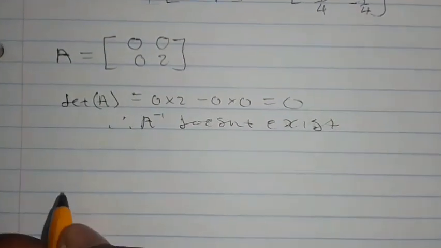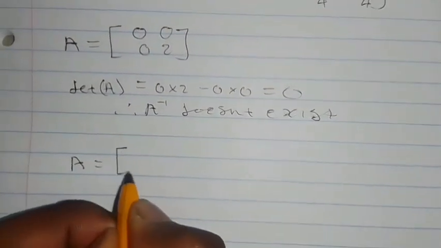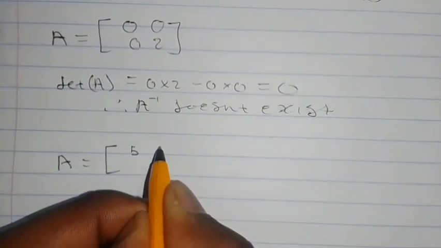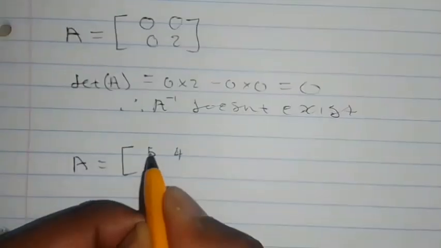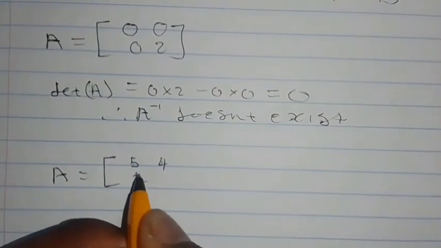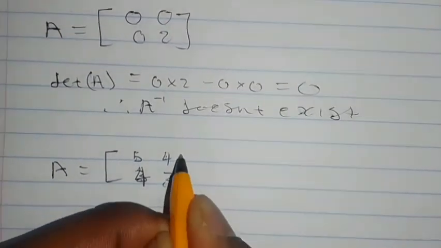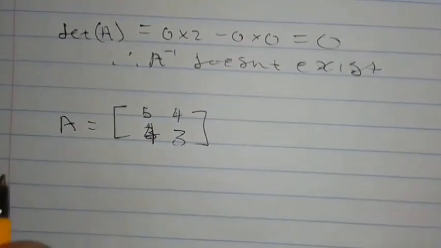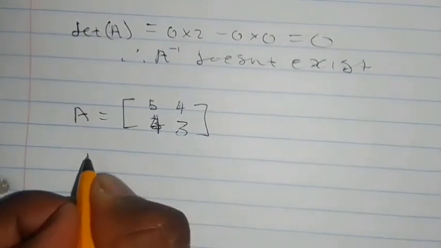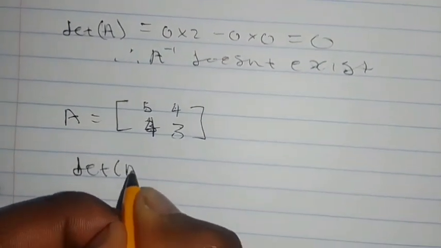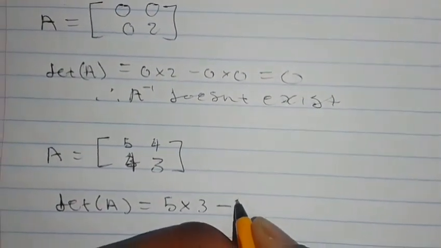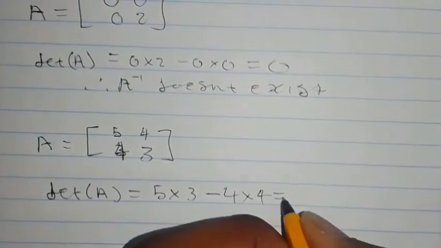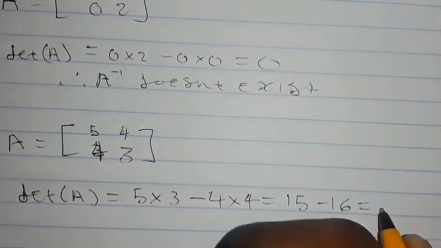So now, try this example. If we have 5, 4, 3, 4, let's say this is 4 as well, and then we have 3 here. Find the inverse of this matrix. So for the inverse, we have to first find the determinant of A, which is just 5 times 3 minus 4 times 4, which is just going to give us 15 minus 16, which gives us minus 1.